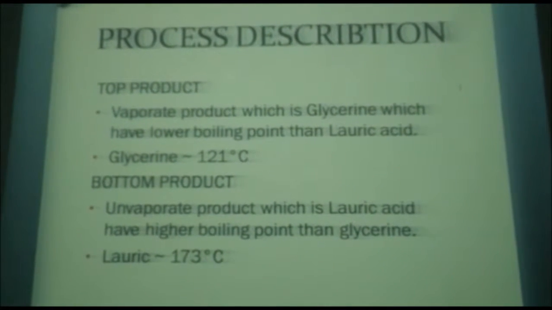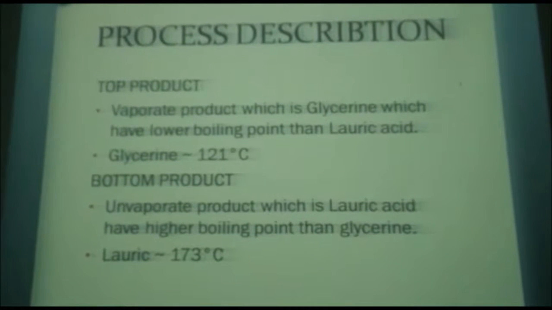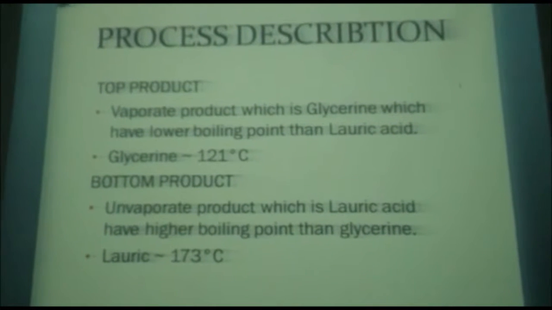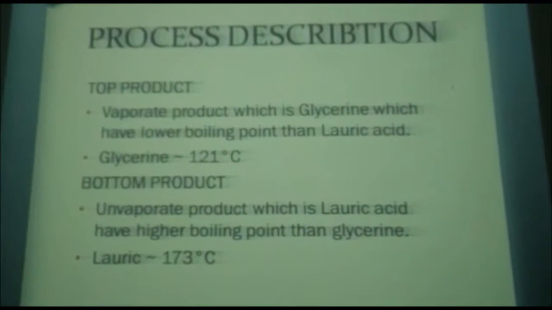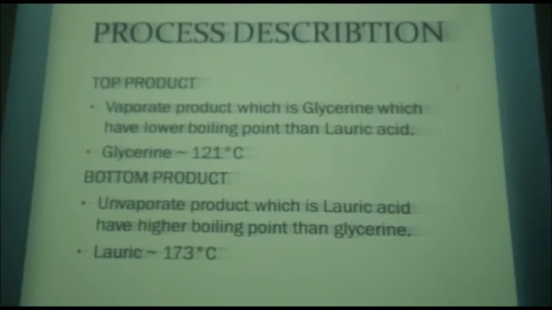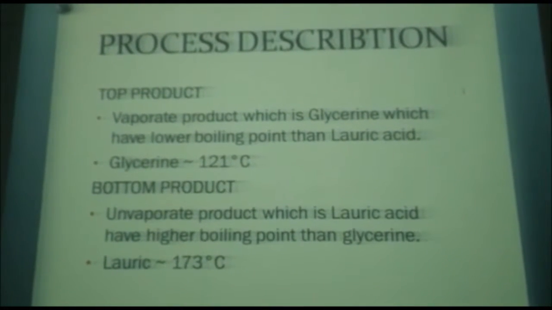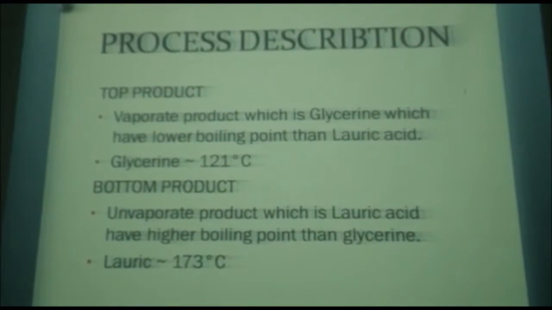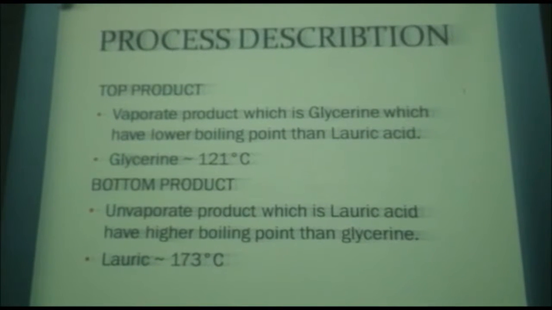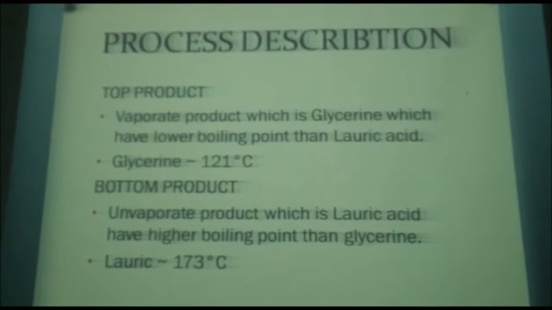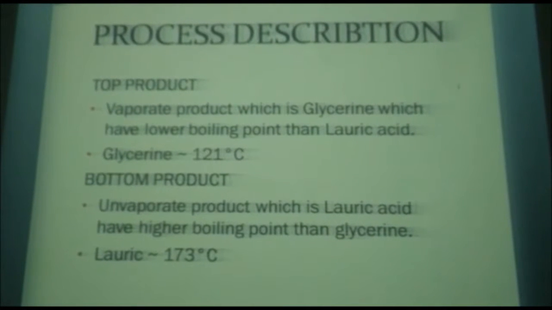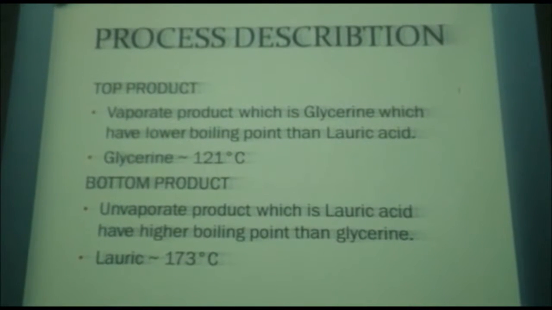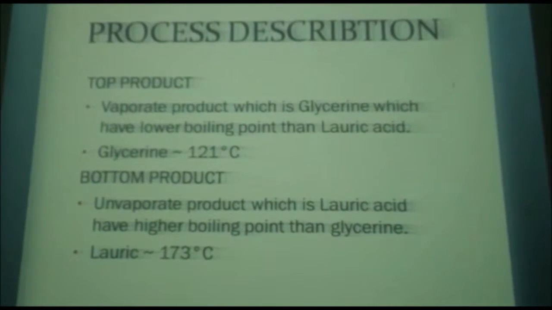As for the process description, the distillation used was continuous distillation. A simplified diagram of this process is illustrated in the figure. The concept of this distillation is that the higher boiling point component will remain as the bottom product while the lower boiling point component will evaporate and distillate as the top product. Glycerin is used as a solvent and lauric acid as the required product. Glycerin has a lower boiling point than lauric acid, which is 121 degrees C, while lauric acid is 173 degrees C. So the glycerin will distillate at the top pipe, while lauric acid will be collected at the bottom product as the required product.